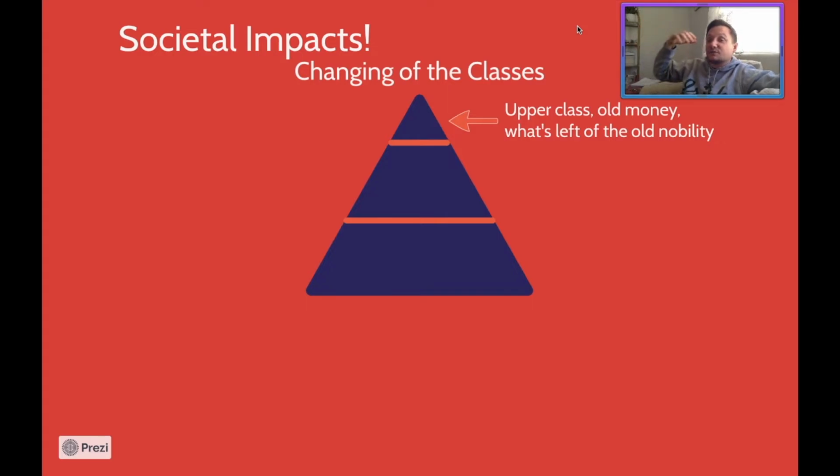So the upper class, which is the old money, what's left of that old nobility, a lot of them are going to become invested in banking, and they're going to find their new futures in the Industrial Revolution and find ways to make money off of the money that they already have, which is so depressing to say.